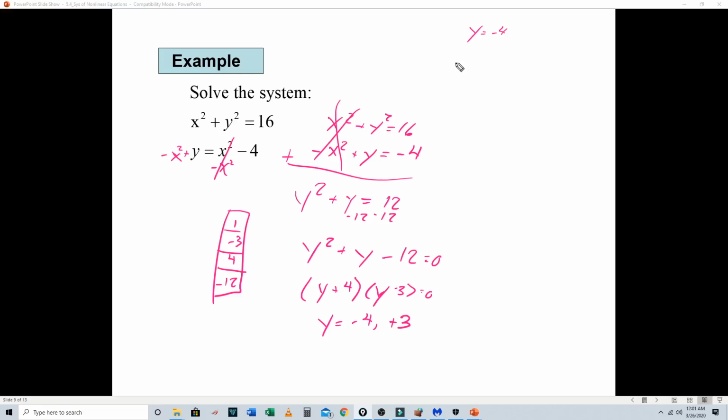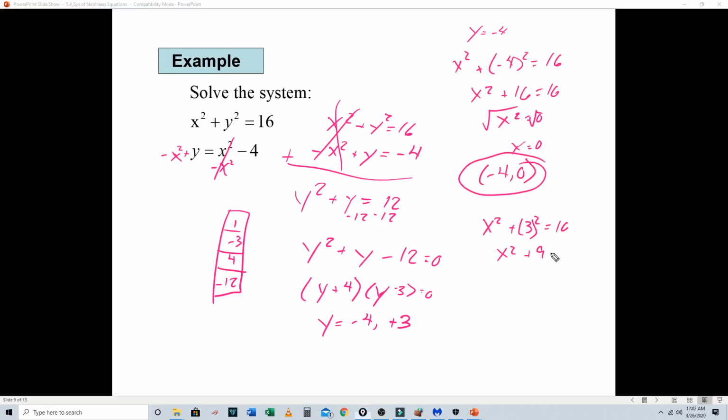Then we plug in +3. So x squared plus 3 squared equals 16. So x squared plus 9 equals 16. Subtract 9, x squared equals 7. And when you square root, you get x equals plus or minus square root of 7.